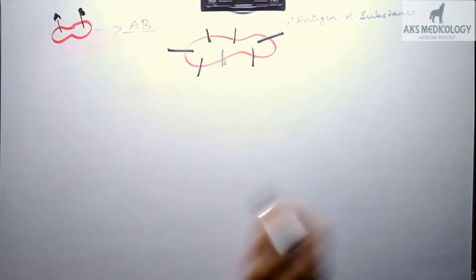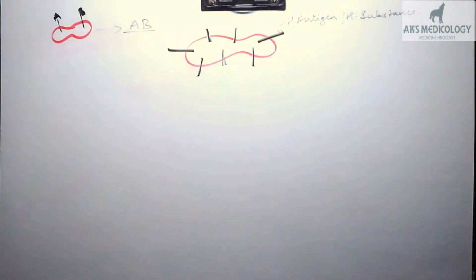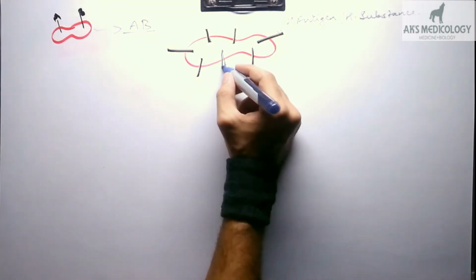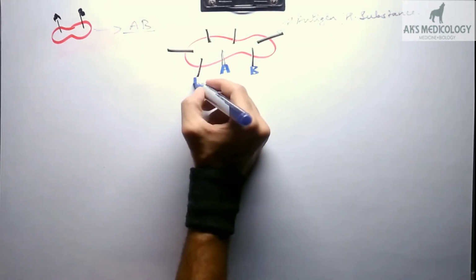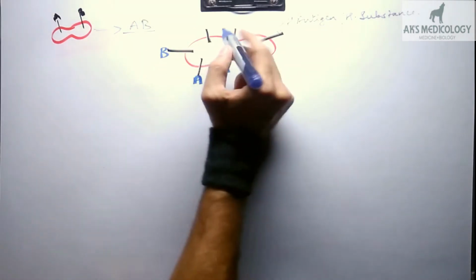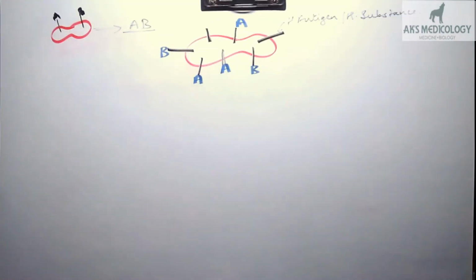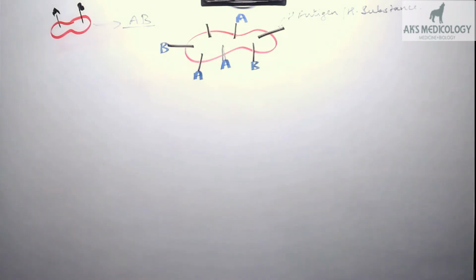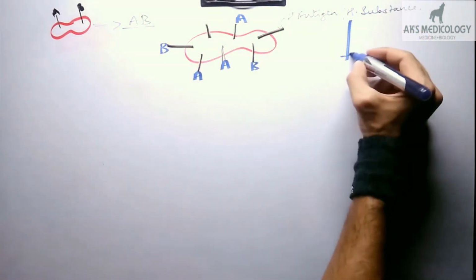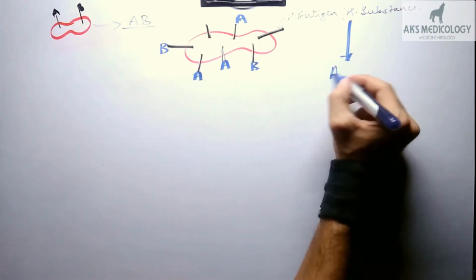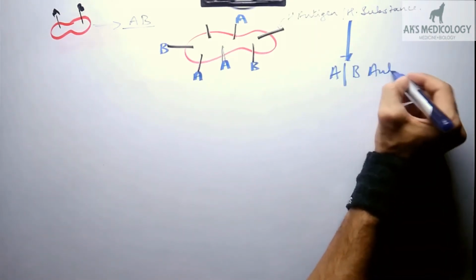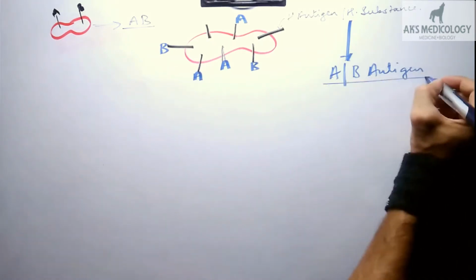Now, what these H antigen or H substance are, these are the precursors for A or B, both the antigens. H antigen or H substance acts as the substrate for A or B antigen. Here, this H antigen transforms into A or B antigen or both, depending upon the blood type of the individual. Therefore, H antigen is extremely necessary for representation of both A and B antigens.